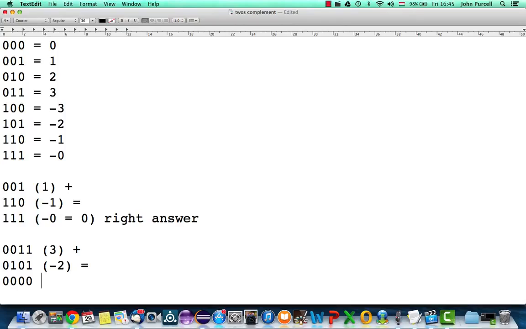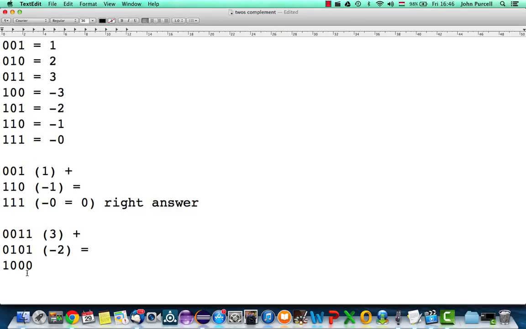So 1 plus 1 gives us 0 and we carry the 1. 1 plus 0 plus the carried 1 again gives us 0 and we carry the 1. 0 plus 1 plus the carried 1 again gives 0 and carry the 1. And now we've got to put a 1 there. This is the wrong answer, clearly.